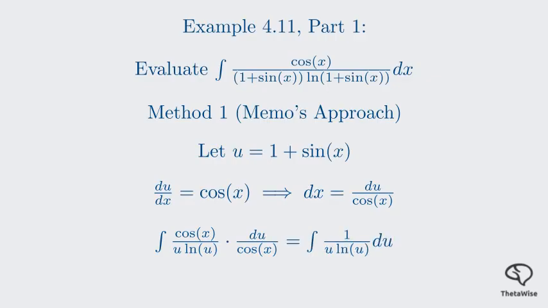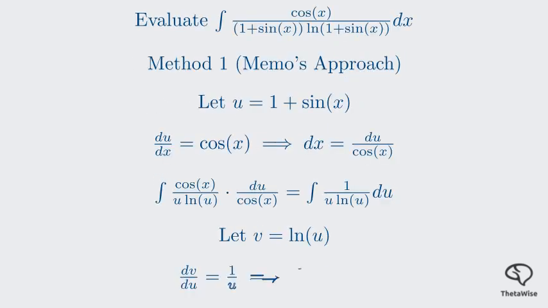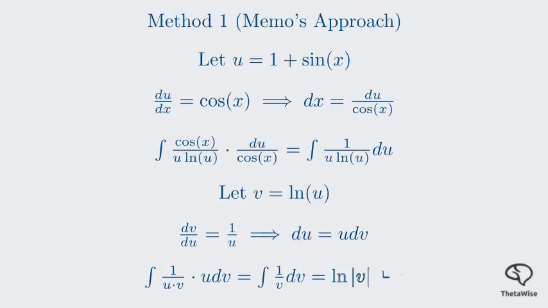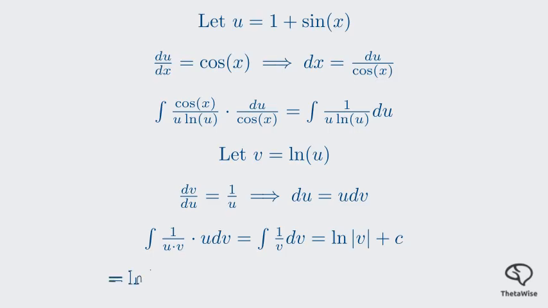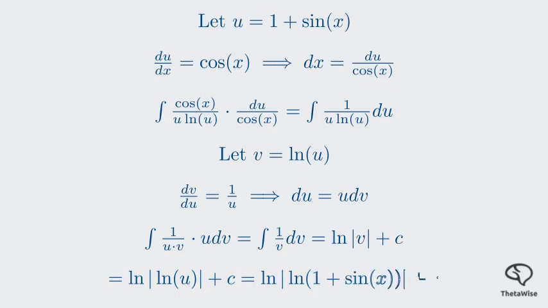Now we have a new integral that still needs solving. So we make a second substitution. We let v equal ln u. Its derivative is 1 over u, so du equals u dv. Substituting this into our new integral gives us 1 over v dv, which integrates to ln of v. Finally, substituting back twice, we get ln of 1 plus sin x plus c.